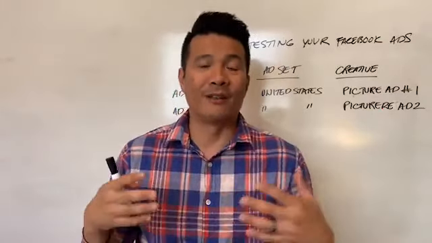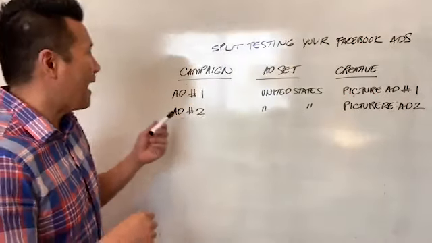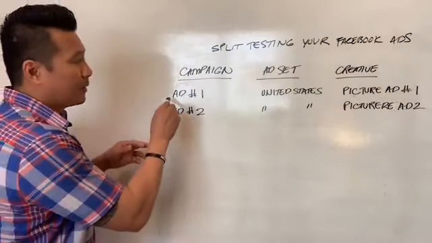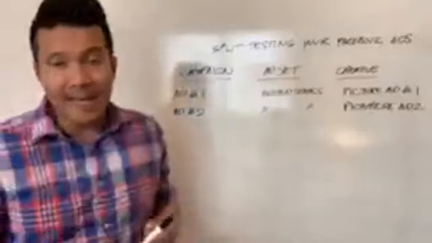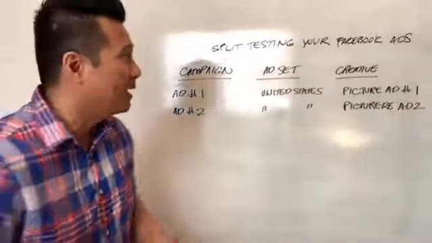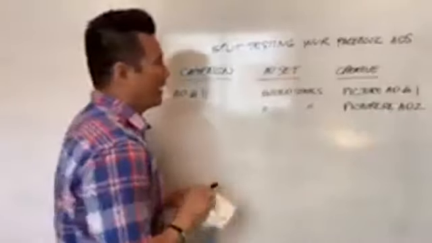And you're shooting yourself in the foot when you're duplicating your ad at the campaign level to run a split test. So instead of going into campaign level, don't do that. Just don't do it.